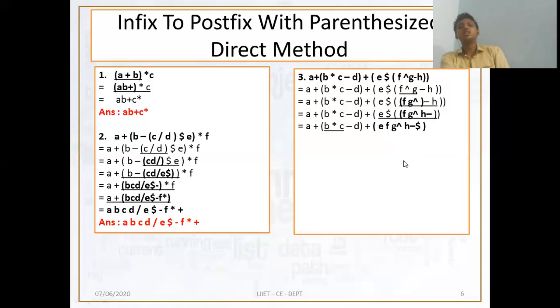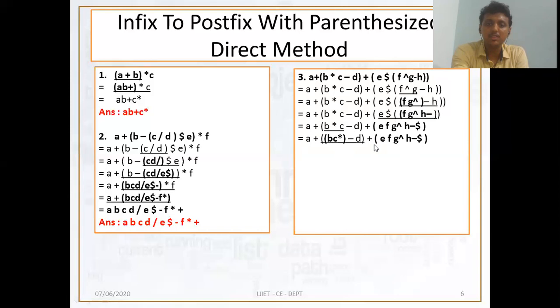Now this bracket has already been solved. So the next is B star C. B star C, combine both of them, put star after it. It becomes A plus BC star minus D plus this equation. Now combine this BC star and D together, put minus after it. It will become BC star D minus. Now A plus BC star D minus. Okay, this is one equation.